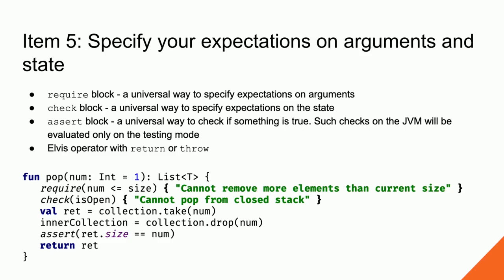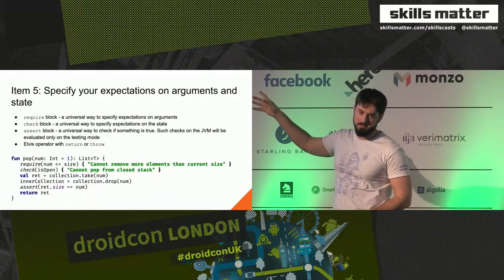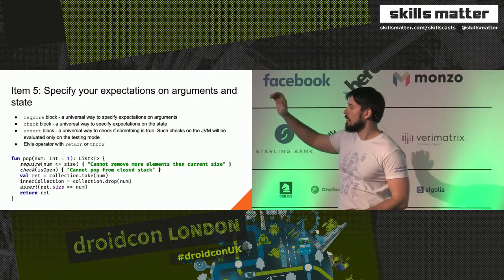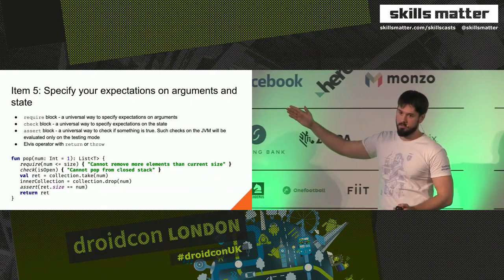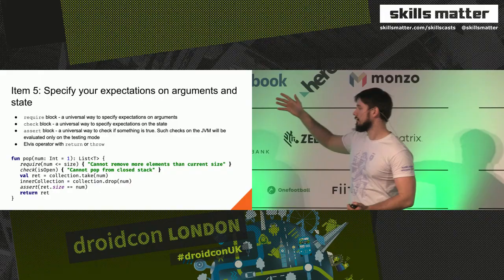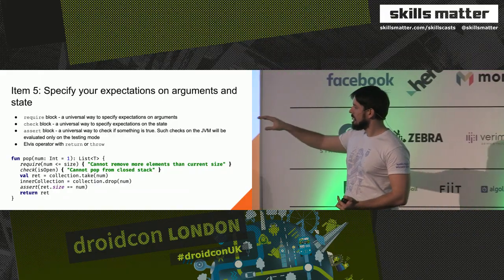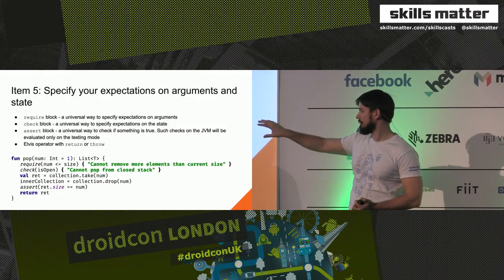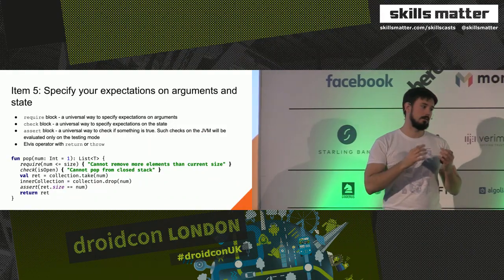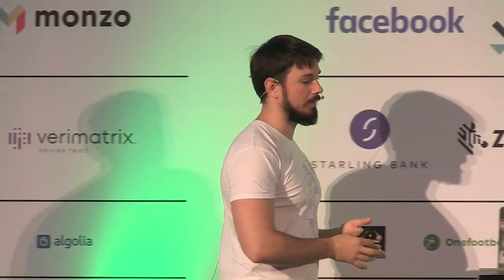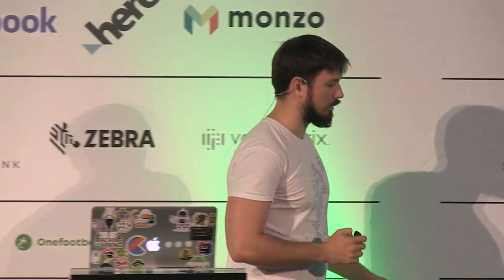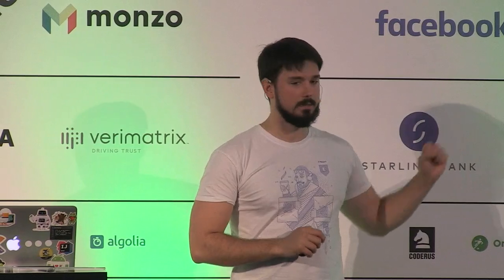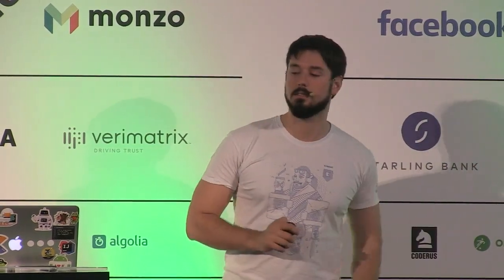So this is a function popping some numbers out of a stack, and we require the argument to be smaller than size. If it is not, we want to throw an error. We check if it is open. If it is not, we want to throw illegal state exception. And in the end, we always expect that the size of the returned list is equal to the num from the argument. This won't be checked on production, but it should always be expected in all your unit tests, etc.